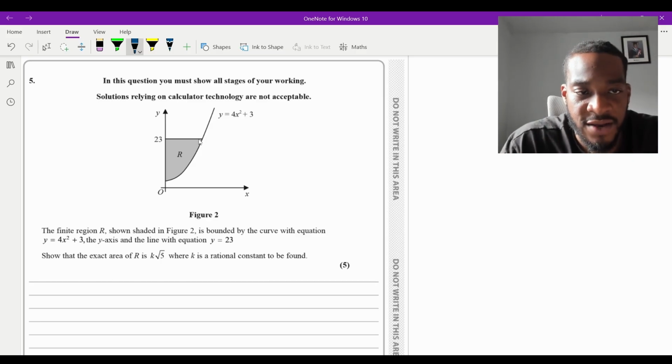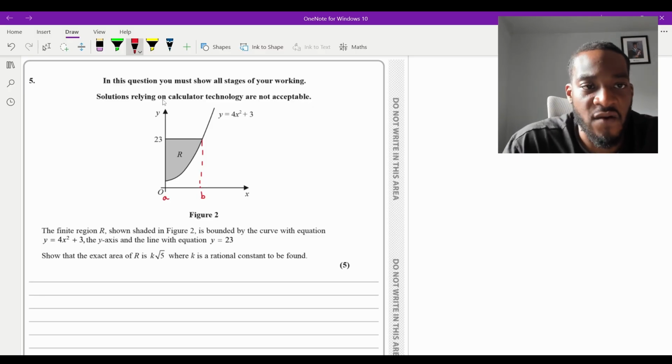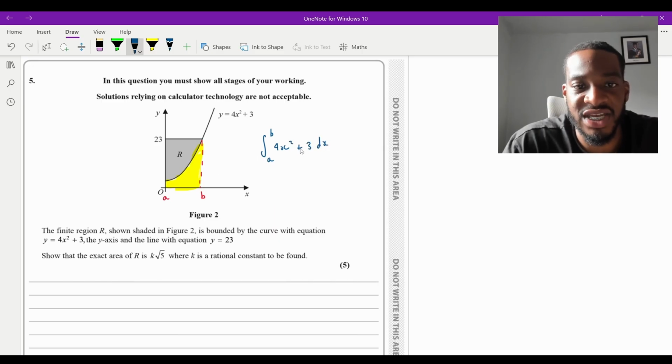So I've got this quadratic here, and I'm just going to draw a vertical line going downwards like that. For example, let's say I call this B right here, and let's say I call this A. If I wanted to calculate this region right here in yellow, all you would do is integrate between A and B of your function. So that will just be equal to the integral between A and B, whatever those are, of 4x squared plus 3 dx, given that we know A and B would be equal to this yellow region here.